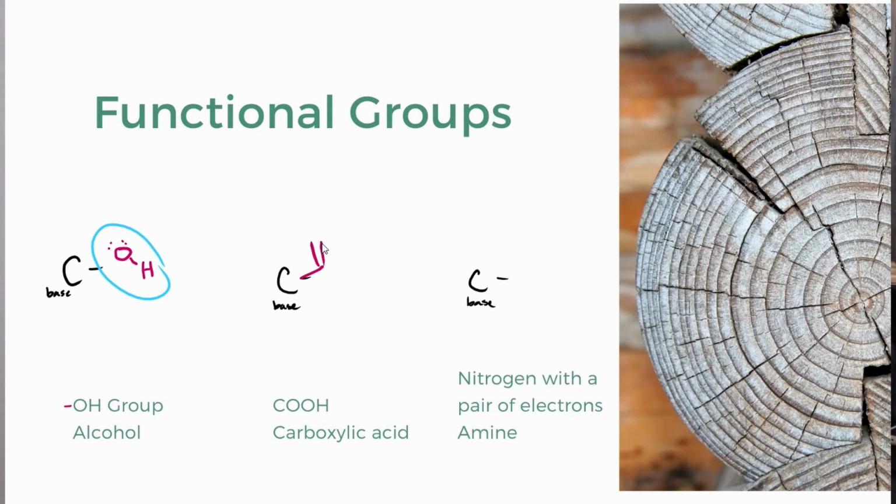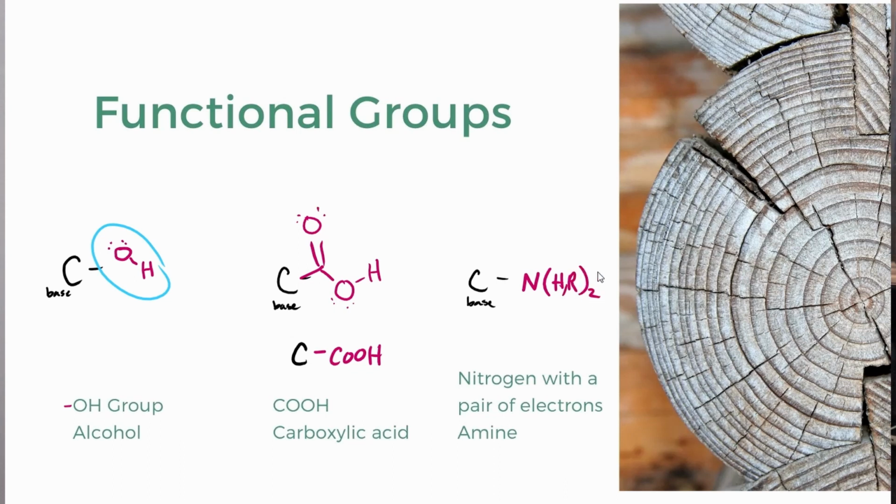The next one is a carboxylic acid group, and that's the COOH. So we have the implied C in the middle. We've got the double bond to the O, the oxygen above, and then we have a single bond to the O with an H on there. So that's a COOH, and that is basically an acid. You can call it an acid, but it's specifically carboxylic acid.